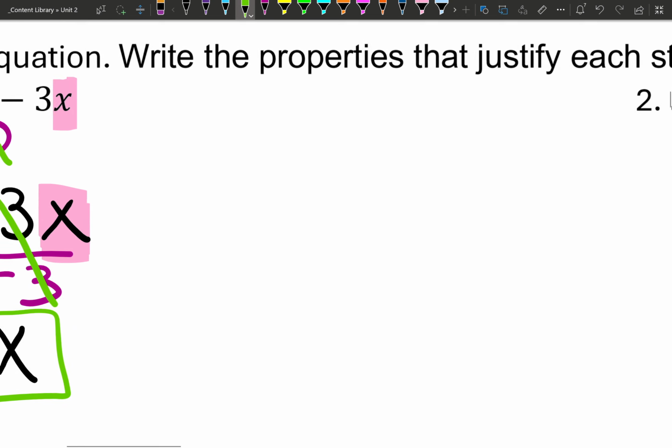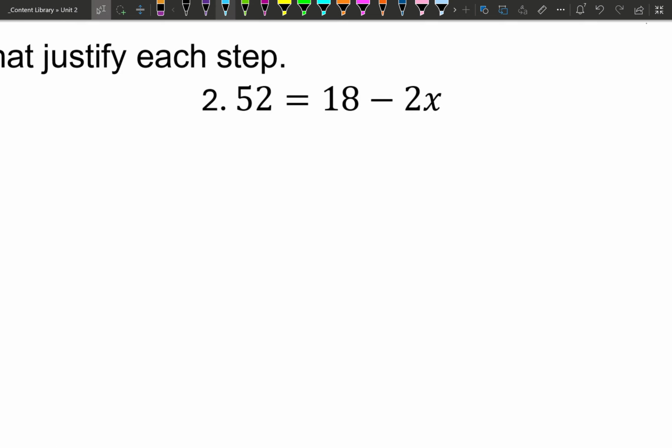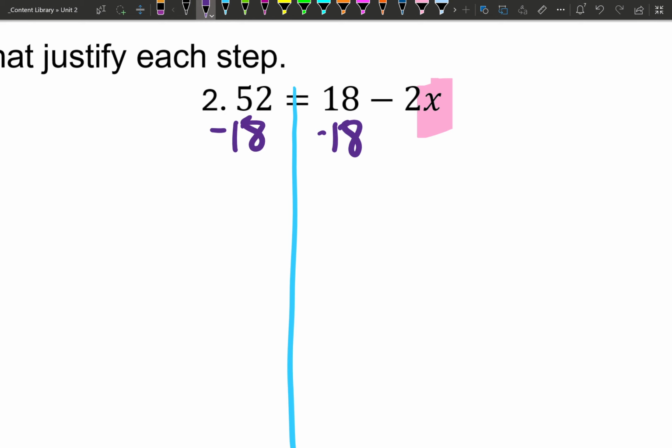Let's try another one. Once again, I like to start by drawing a line down the middle. I'm solving for x. X is attached to -2, which is attached to positive 18. Let's start with the 18. 18 is positive, so in order to get rid of it, we need to have a negative, which means we're going to subtract 18 from both sides.